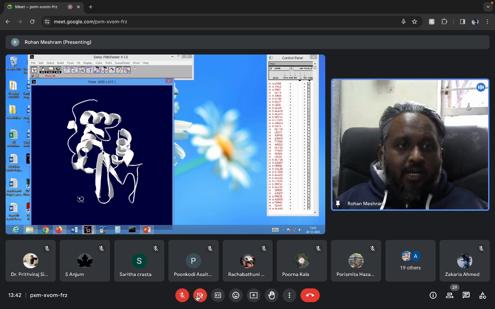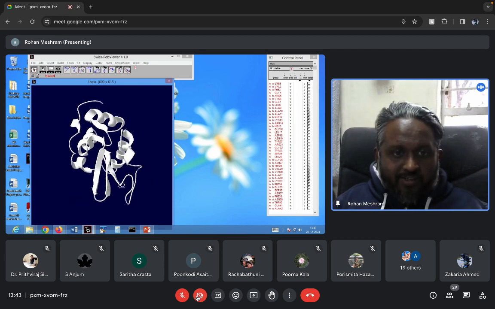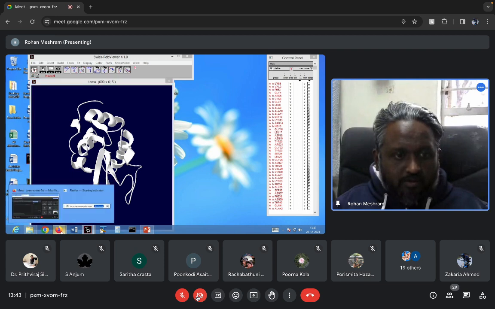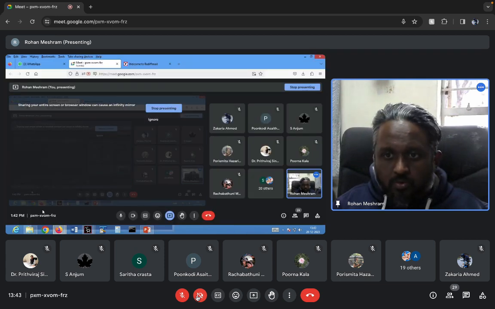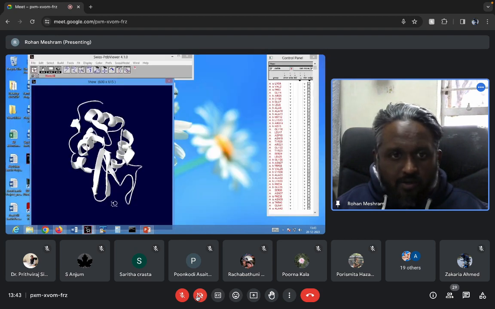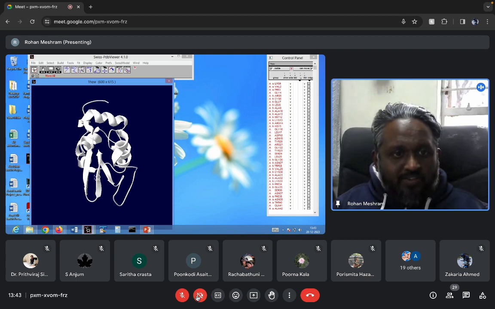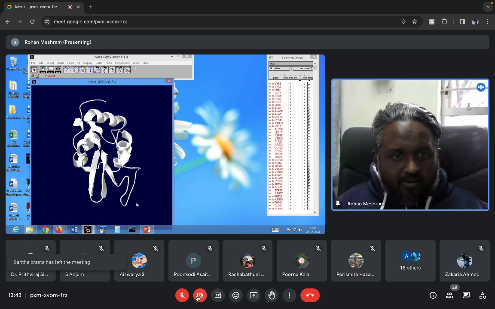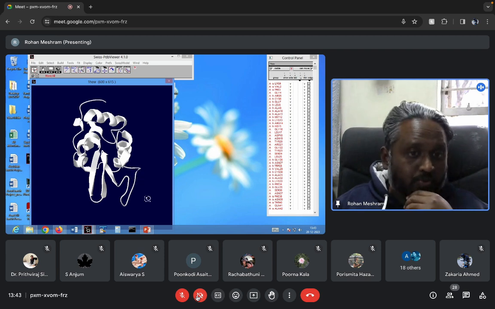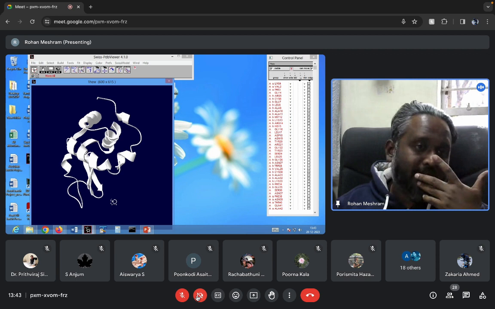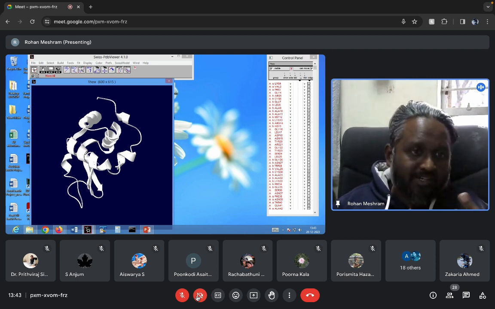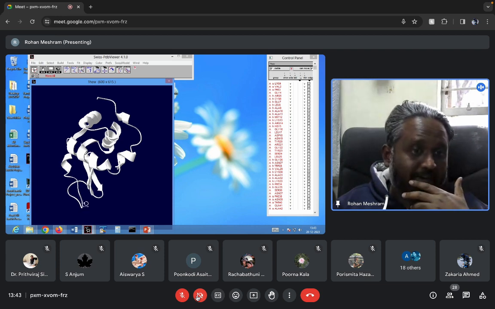Now there are irregularly shaped secondary structural elements, like this particular one. I hope my cursor is visible to everyone. Is my cursor visible to everyone? I hope it is visible. This particular element cannot be classified as an alpha helix, or a typical beta strand or beta sheet, or even a turn. Such structural elements constitute what we call loops or coiled coils. They don't have any regular secondary structural arrangement like alpha helices and beta sheets.